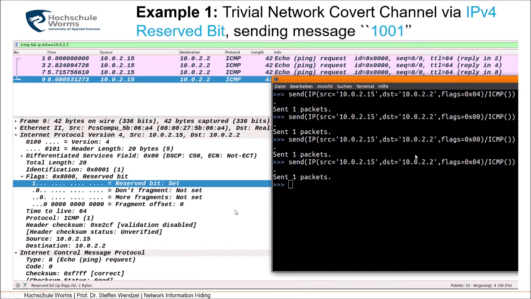However, it is also a clear anomaly because the reserved bit is usually not set in IP packets, which will lead to a rather easy detection. But this is one of the very simple covert channels one can implement.